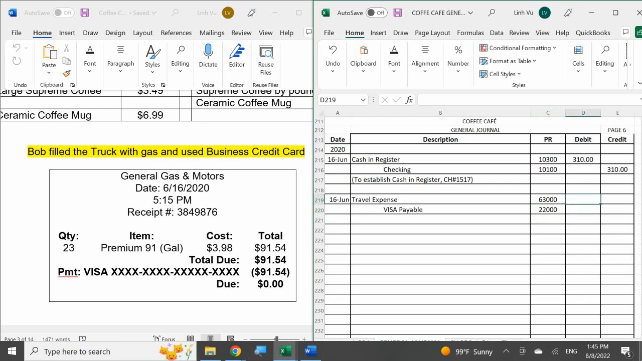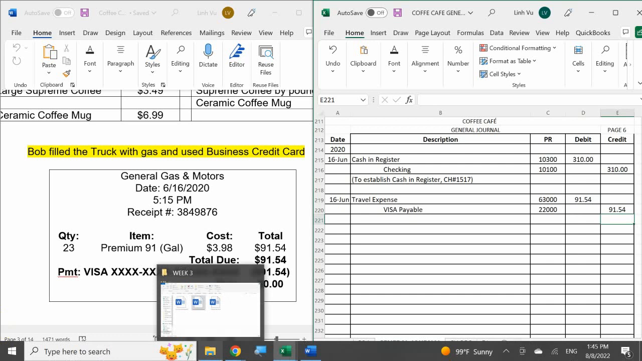Okay. How much did I spend on gas? 91.54. Yep. Right? 91.54. It's a truck. It probably uses diesel or the highest premium 91 octane. So in this case, it's going to be the most expensive gas. Okay?